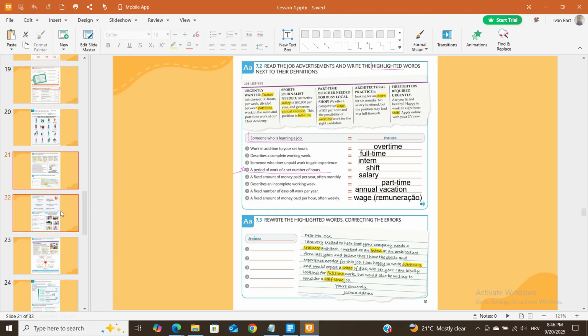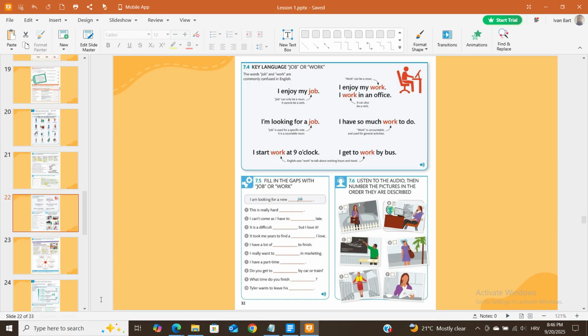7.4 Key language, job, work. The words job and work are commonly confused in English. I enjoy my job. Job can only be a noun. It cannot be a verb. Work can be a noun. I enjoy my work. I work in an office. It can also be a verb.